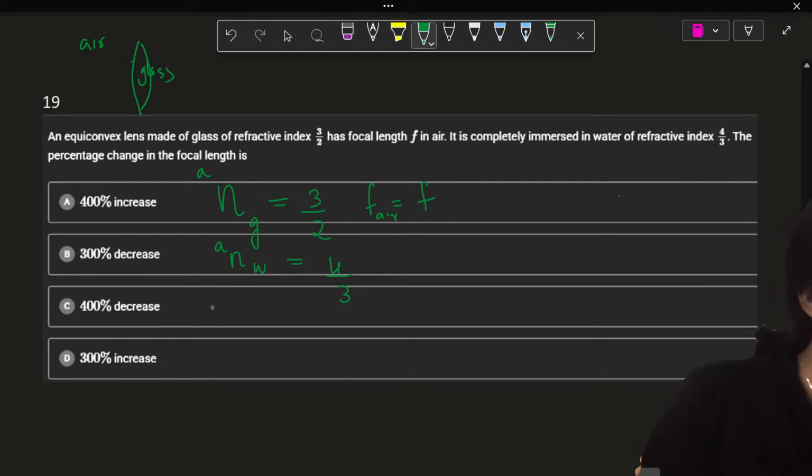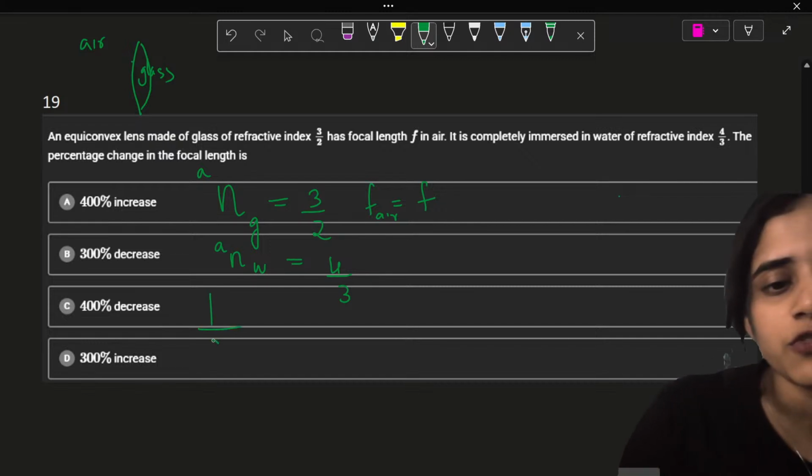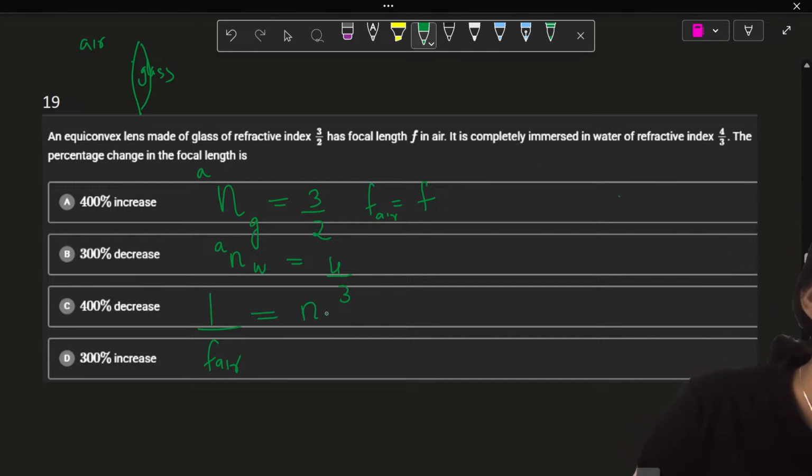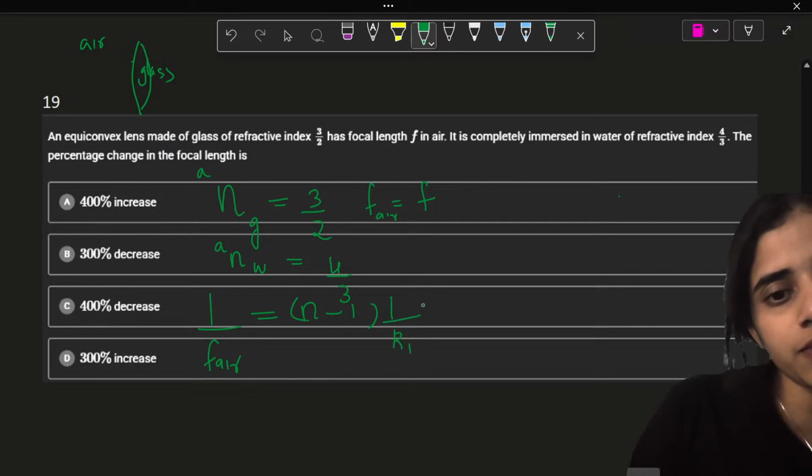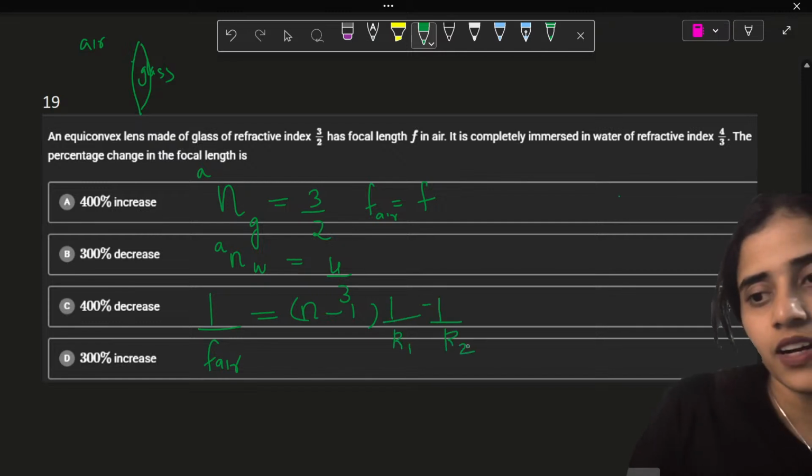Okay, let's look at the formula, our evergreen formula, which we have been using for a long time now. 1 by f is equal to n minus 1, 1 by r1 minus 1 by r2.